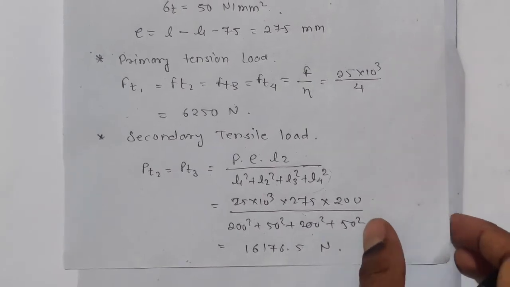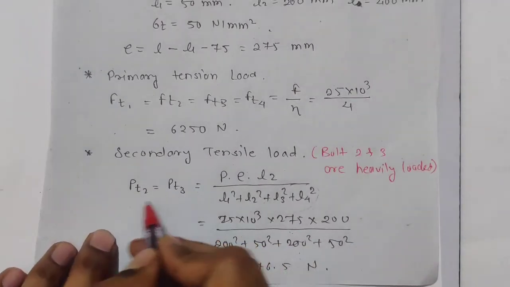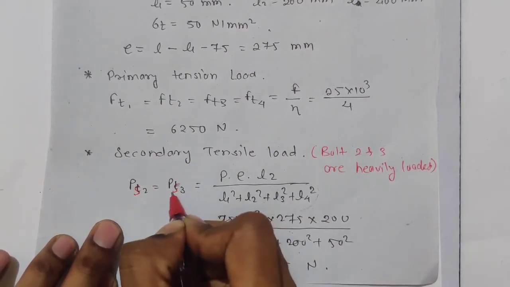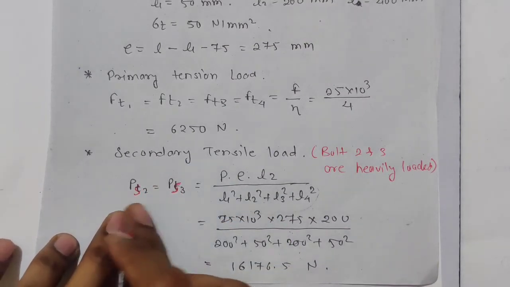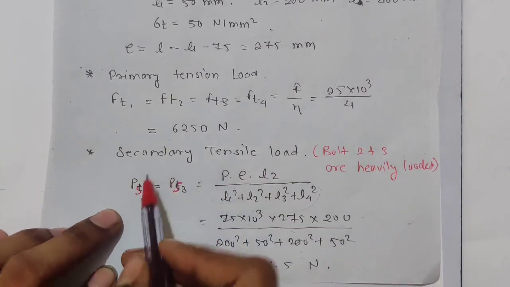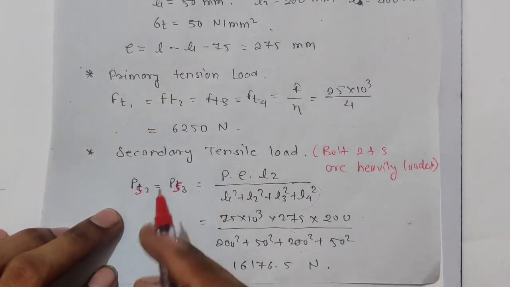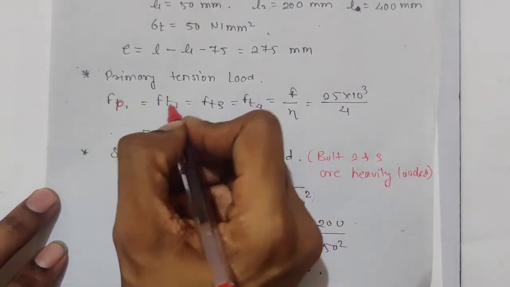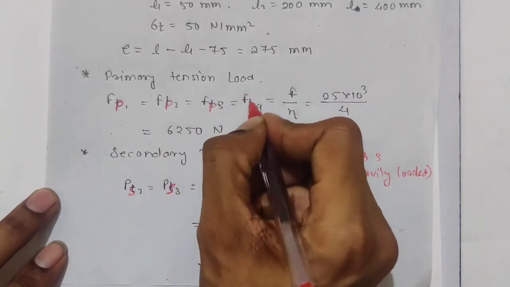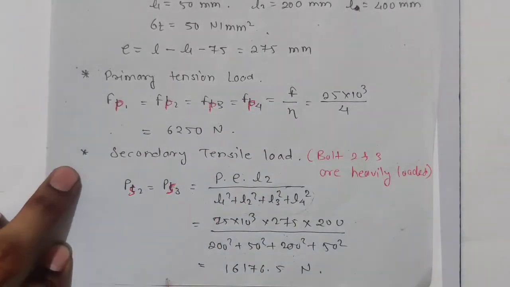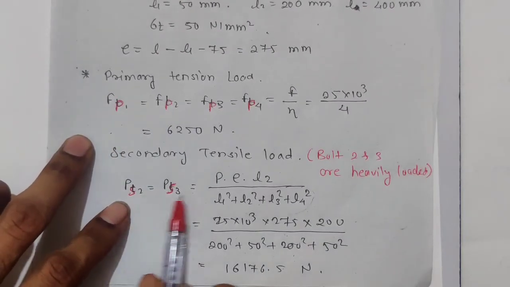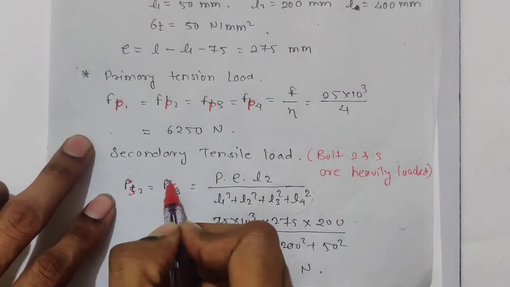Now we'll go for the resultant tensile load. Here we have used the wrong notation. It should be PS2, PS3, the shear load, secondary load. And this should be FP1, that is primary. So FP1, FP2, FP3 are the primary loads. This is PS2, or you can say FPS. It's all right.